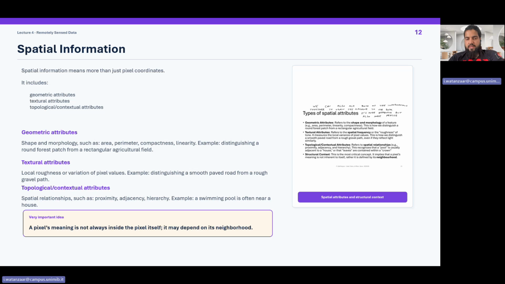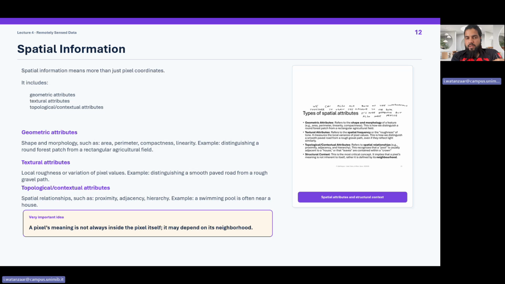The spatial relationships such as proximity, adjacency, and hierarchy. For example, a swimming pool is often near a house. So in this example, they can overlap with each other in the spectral response, where the pixel values are smaller or larger than the object size. A very important idea: the topological or contextual attributes help us distinguish between adjacency and hierarchy in proximate objects.